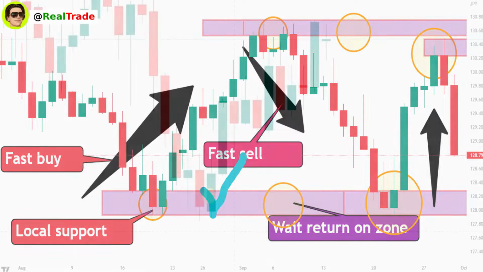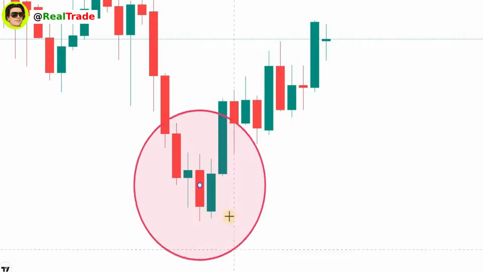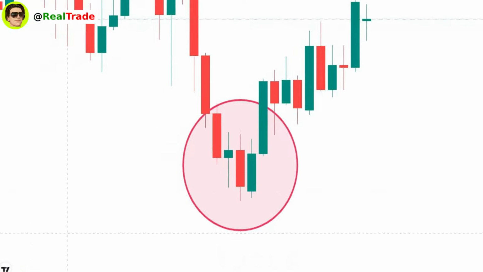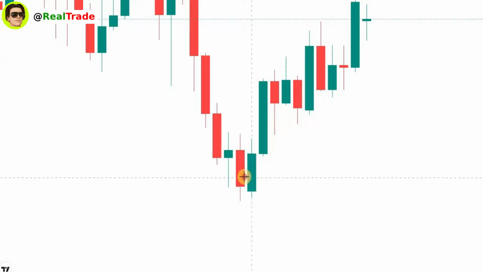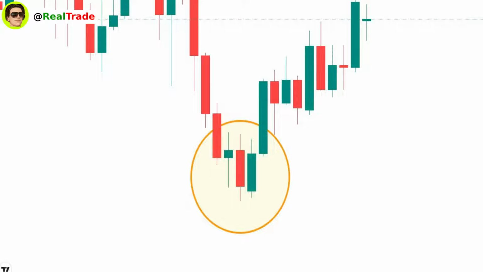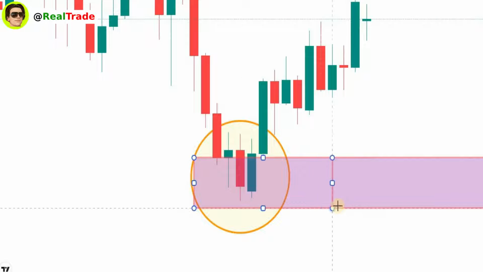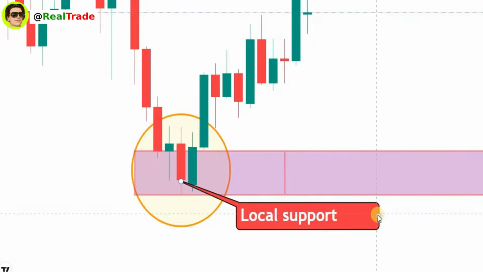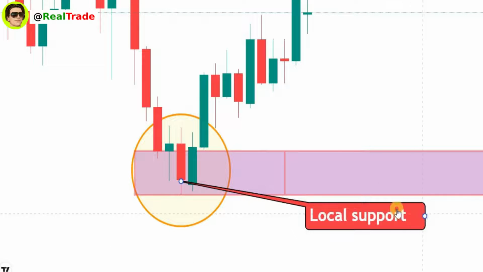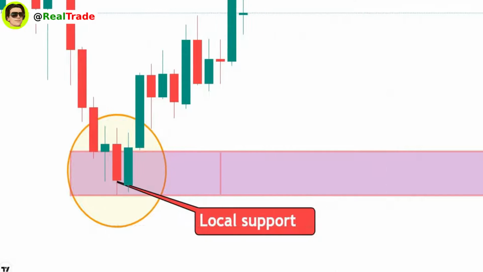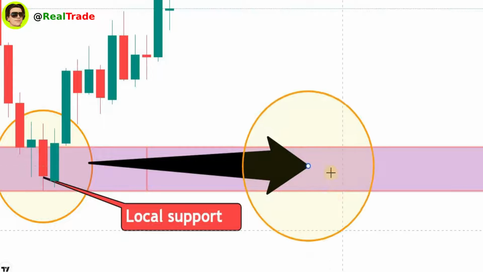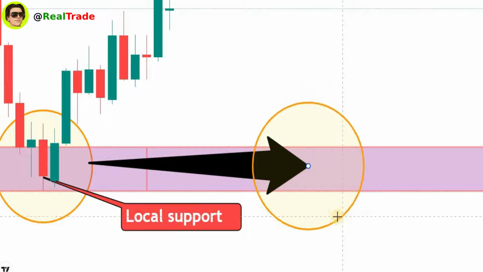First, test in the demo account. Yes, let's go. Look at the area: buy fast, big candle, return candle. This area is local support. I design local support, and at the local support I wait for the return price. I wait for the return candle: third line candle, big candle, full candle.